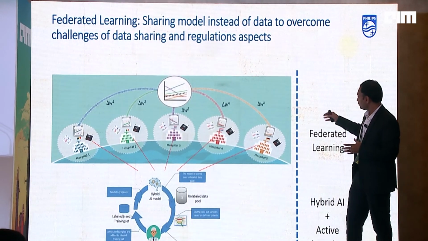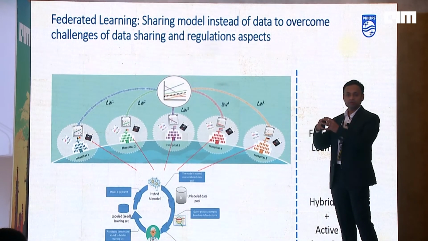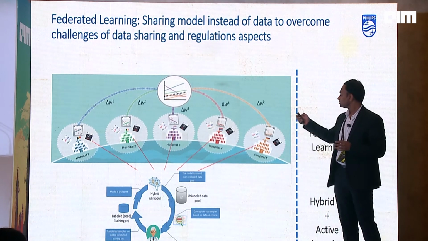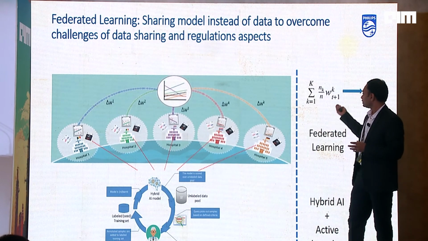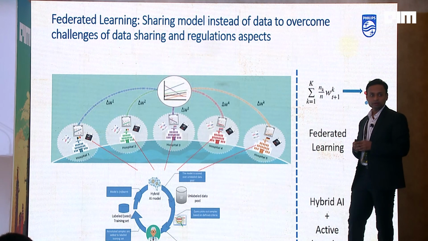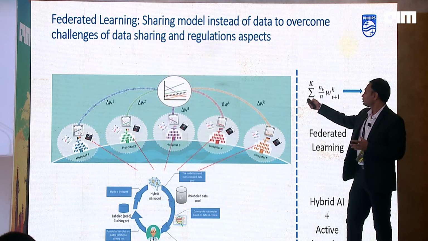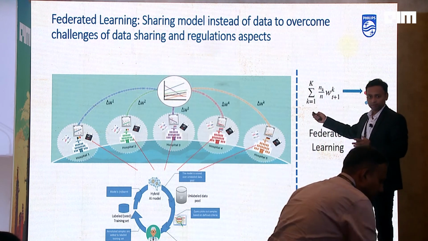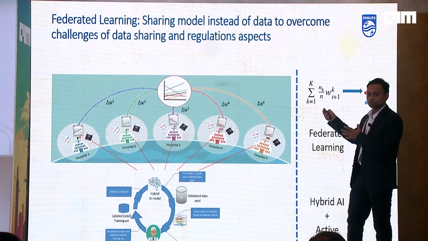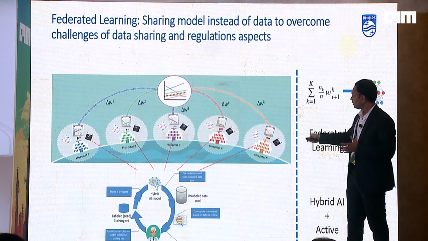And finally, the weights of the models are combined together to build a global model, which is the aggregation of these models, right? And finally, this global model is the one that gets shared. And it doesn't stop here, there is a repeat process as well.